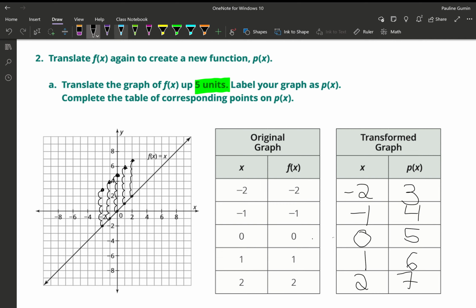Here is, let's draw it in a different color. Let's draw it as blue. Pretend that is straight. I don't know why it came out squiggly. Okay, I'm going to just try it one more time.